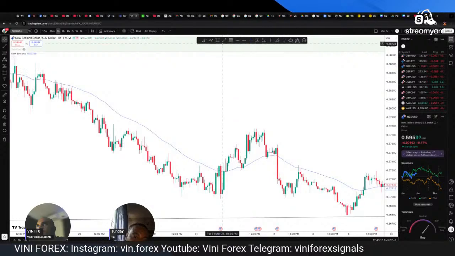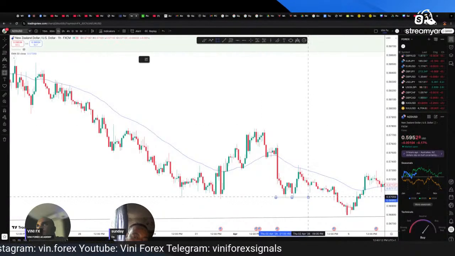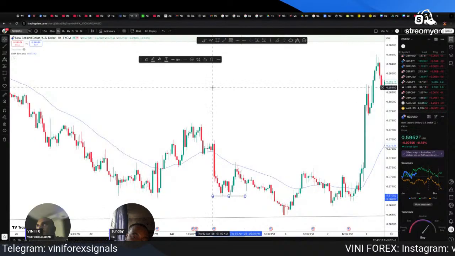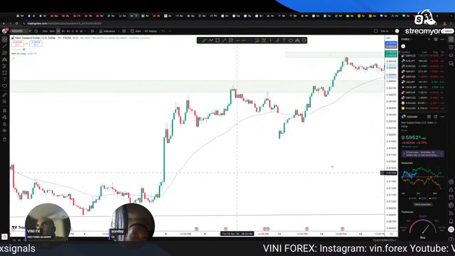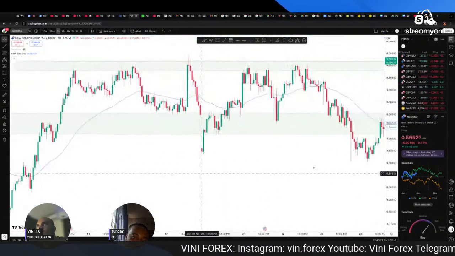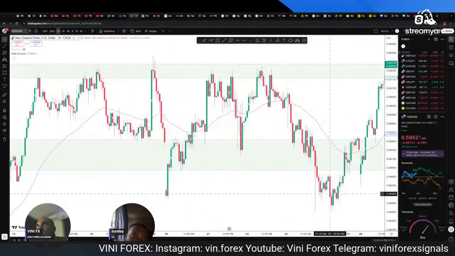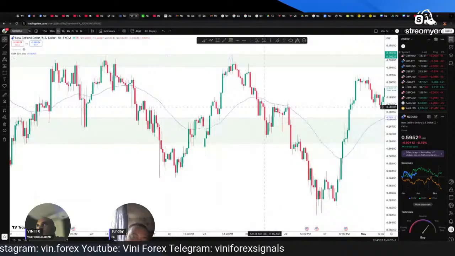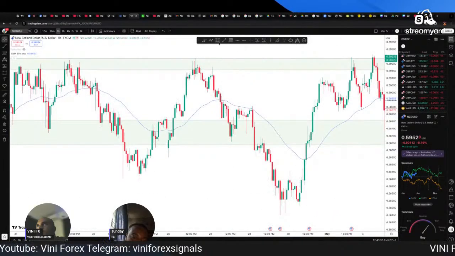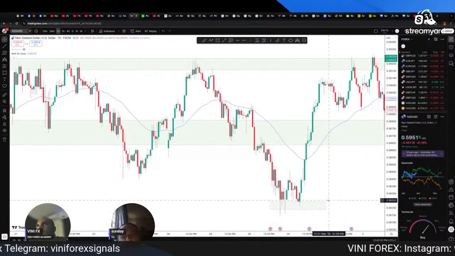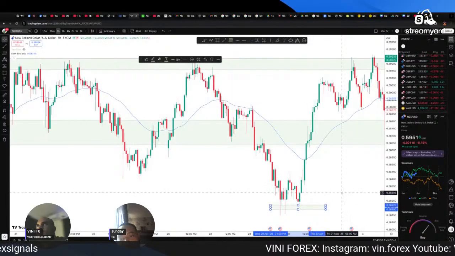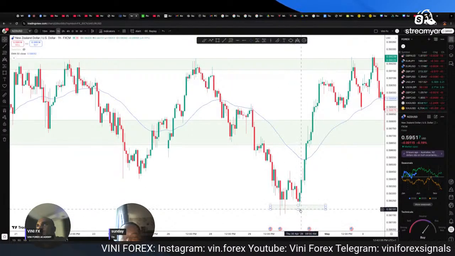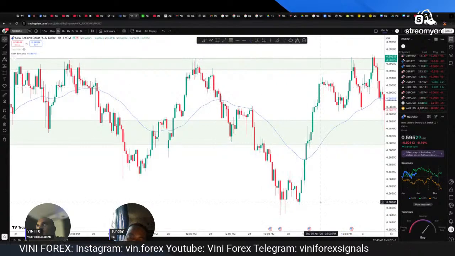Right here also is a double bottom. Do you see it? Does it make sense to you? Perfect. Look at it here, double top, double top. Here is a double bottom. Sorry, here is the double bottom, not double top.